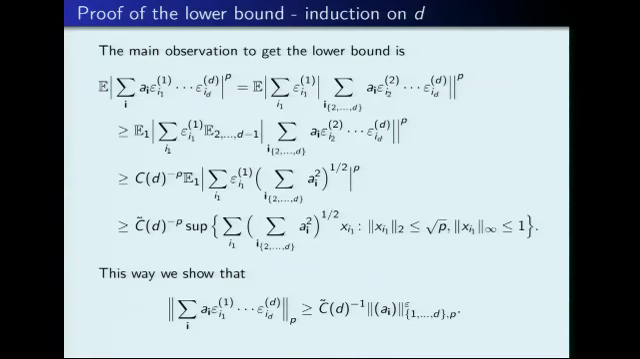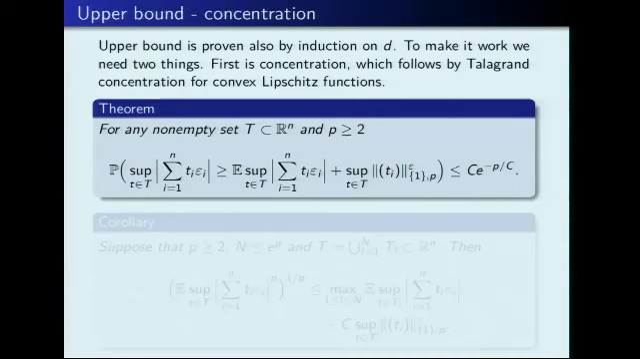So this bound, as you see, is the whole proof. For other quantities, you use induction and this observation. But the expected value of the supremum is bigger than the supremum of expected values.